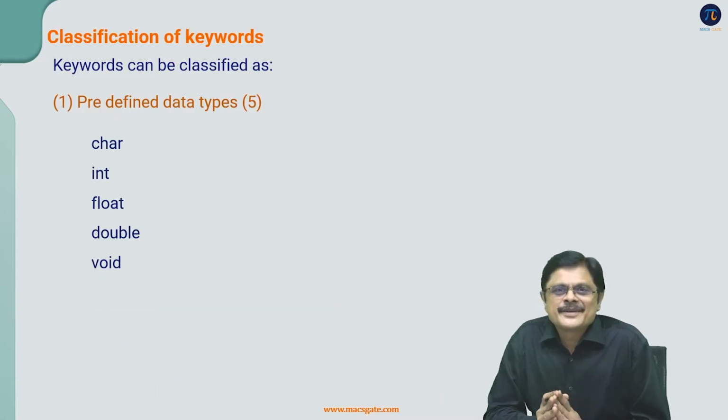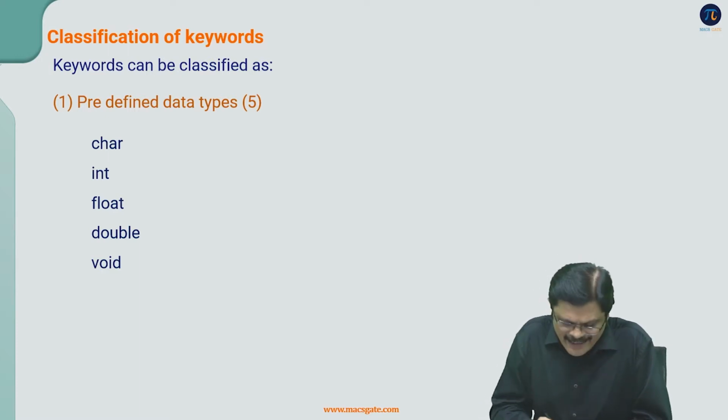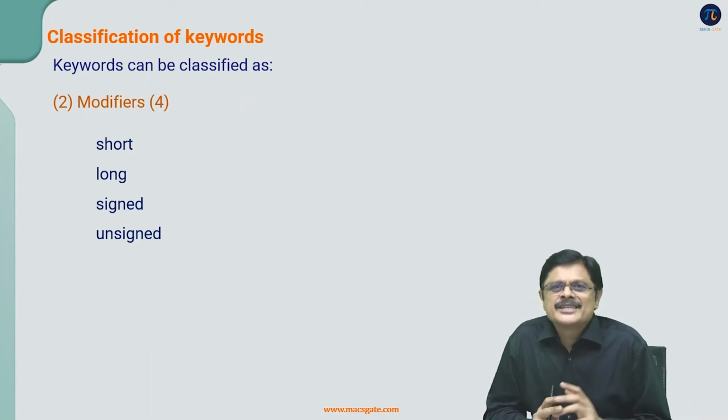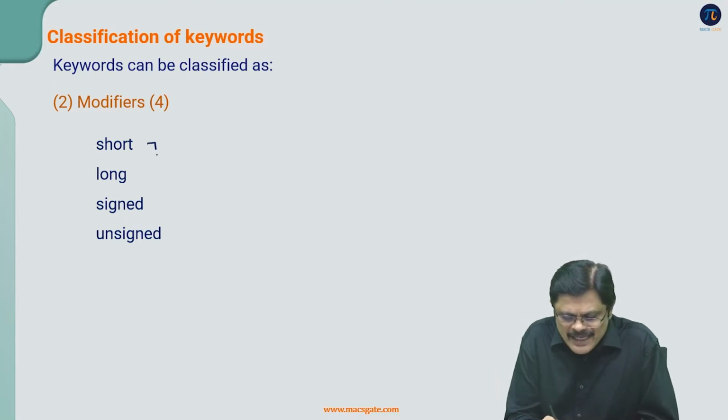The first one is 5 of the keywords, which can be classified as predefined data types or basic data types, or fundamental data types, which you can easily remember: char, int, float, double and void. The next one is modifiers. These are size and sign modifiers. So we have two size modifiers and two sign modifiers.